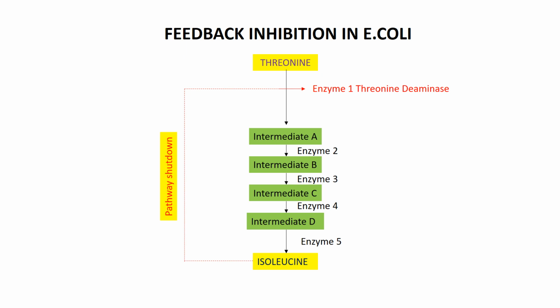This type of feedback inhibition is also involved in regulating the cell's production of other amino acids, vitamins, purines, and pyrimidines.